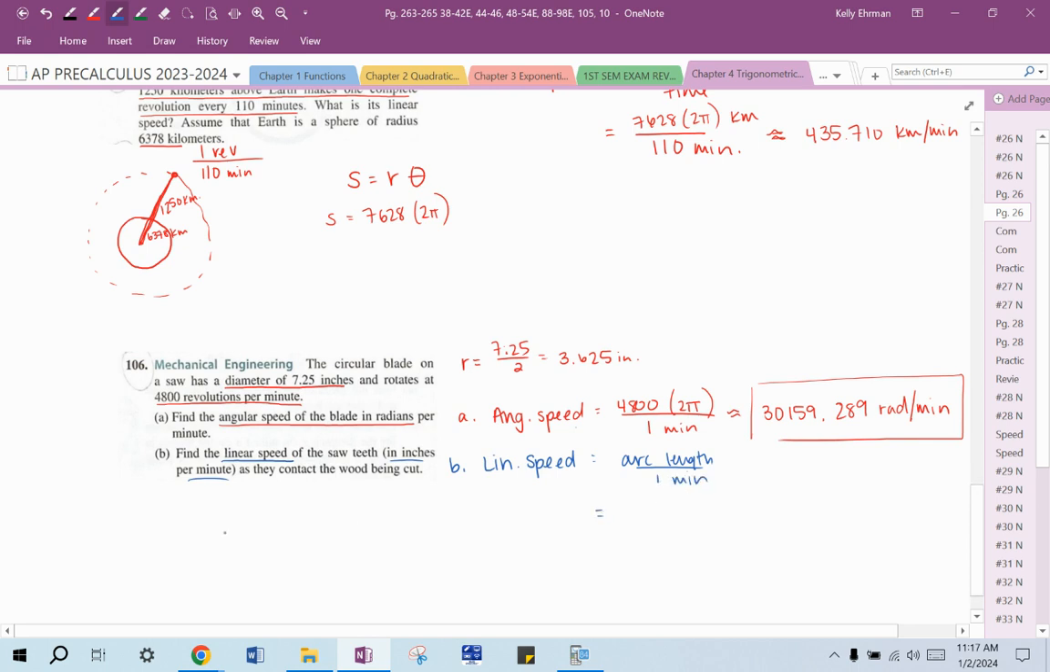Remember, arc length, S, is R times theta. So we have R, 3.625. We have theta in radians. It's got to be radians. So that was, actually, I want to leave the exact answer, sorry. So instead of this rounded answer, I'm going to leave this as 4,800 times 2 pi. What's 48 times 2? 96. 9,600 pi. That's fine. And then it's divided by 1 minute because it's this many revolutions per minute.